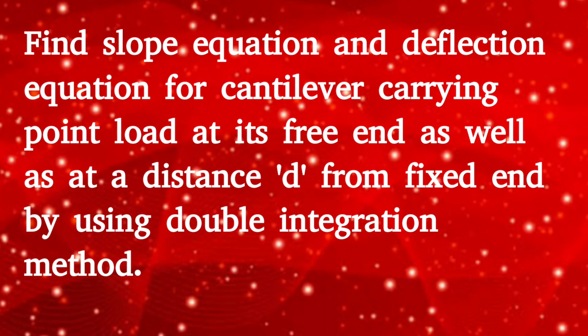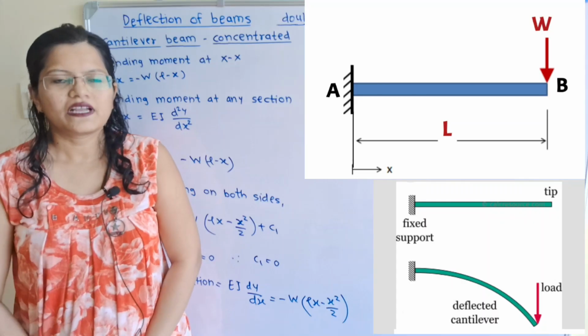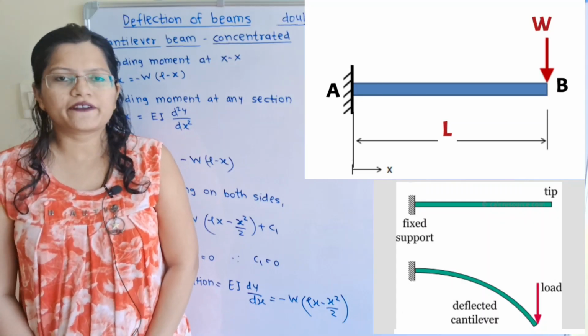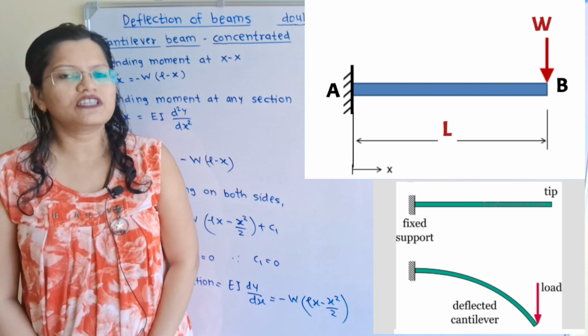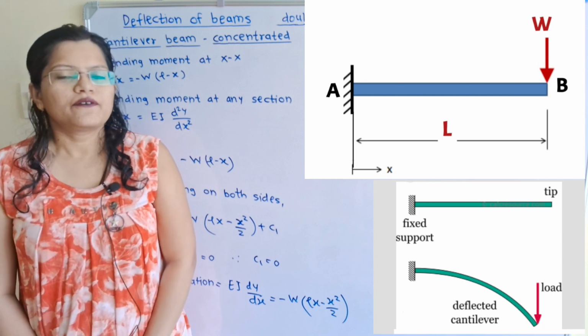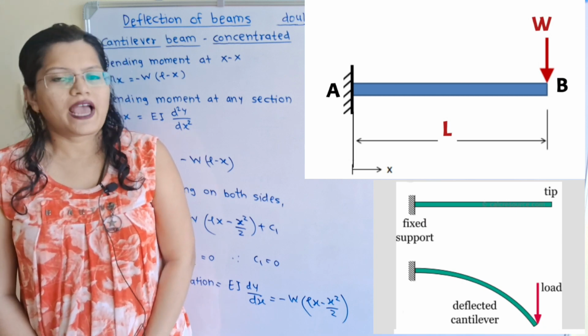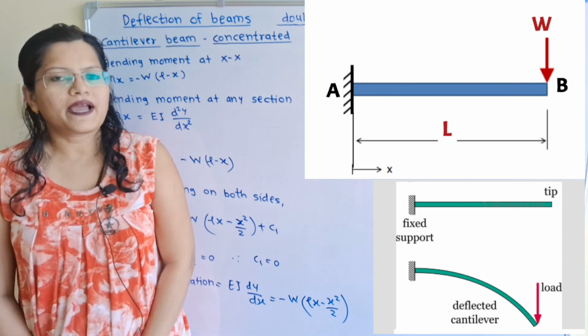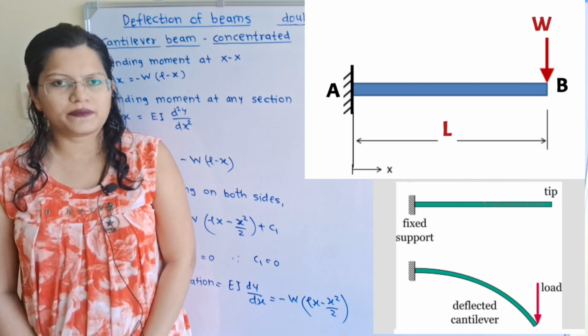Find slope equation and deflection equation for a cantilever carrying a point load at its free end as well as at a distance d from the fixed end by using the double integration method. We will find out the slope equation and deflection equation for a cantilever beam when a concentrated load is applied at the free end by using the double integration method.